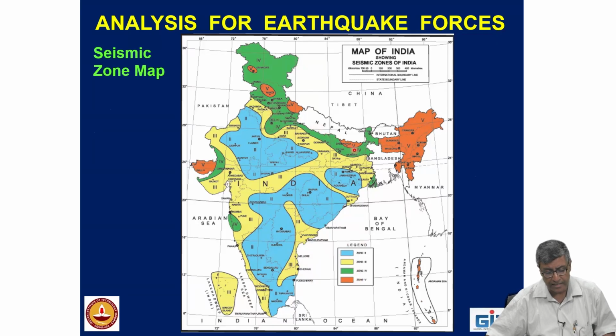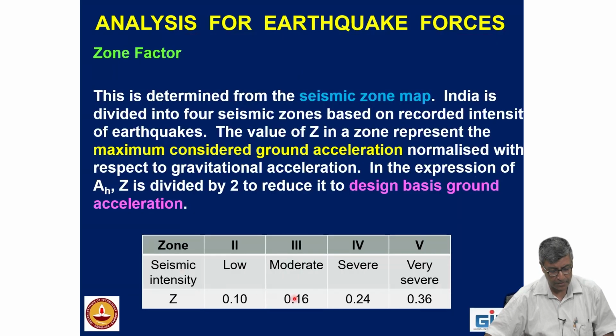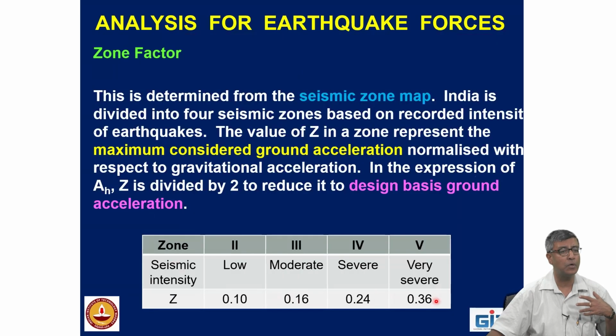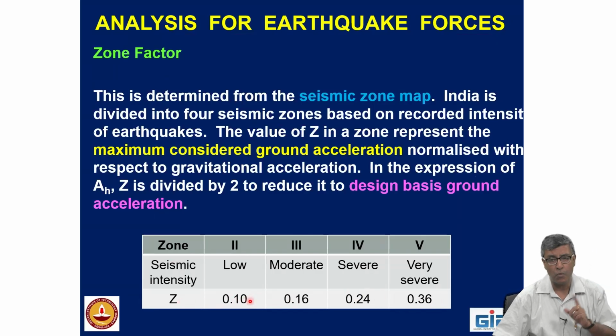Zone 4 is the Gangetic belt, Delhi, Kolkata, even Mumbai is zone 4. And then we have zone 5, where parts of Gujarat, parts of the Himalayas, and the full northeast come under zone 5. Now, this is the table which gives an idea about the ground acceleration with respect to the acceleration due to gravity. Okay, that's the way you can view these values of zone. For zone 2, it is 0.1, 1/10 of the acceleration due to gravity, whereas for zone 5, it is about 36% of the acceleration due to gravity.